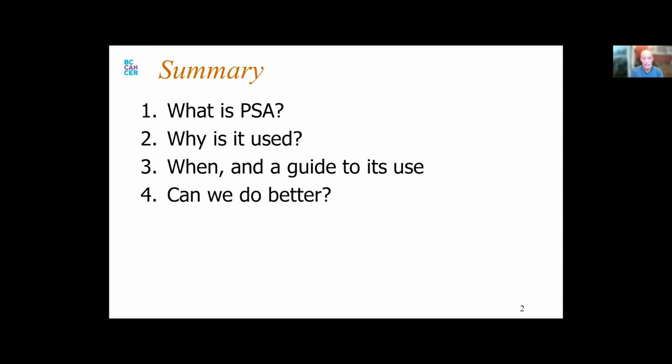So what is the PSA? Why is it used? When should we use it? And what are the guidelines for its use? And can we do better?